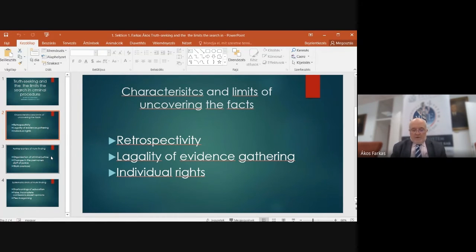The most universally accepted principle of truth finding is protecting individual rights like dignity, privacy, liberty. Many procedural rights developed in the process, the right to counsel, to an impartial adjudicator, to confront adverse witnesses, to receive notice of charges, are generally consistent with an emphasis on accuracy. These characteristics mean not only the basis of uncovering the truth in criminal procedure, but at the same time the limits of truth seeking.